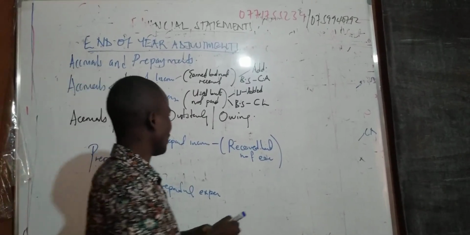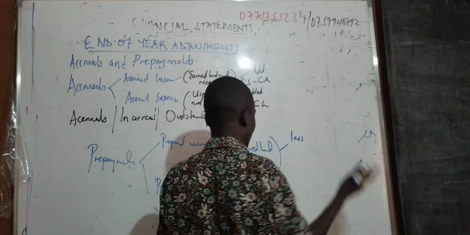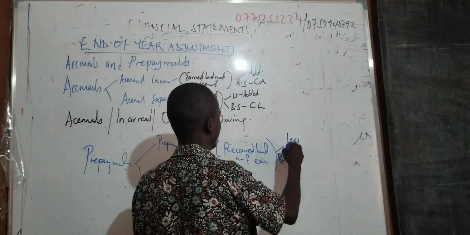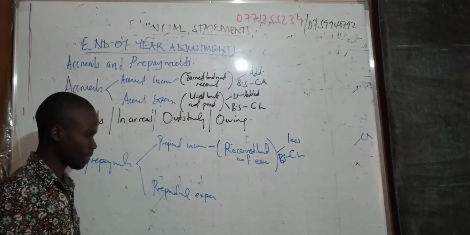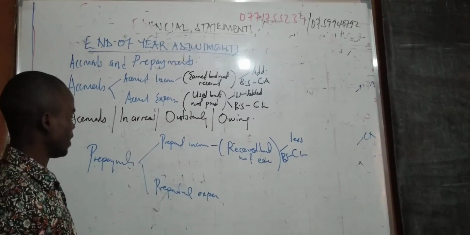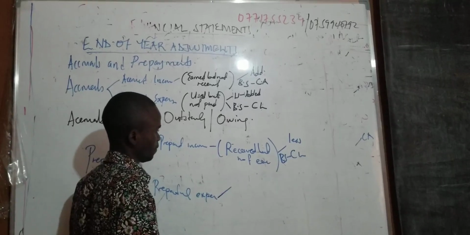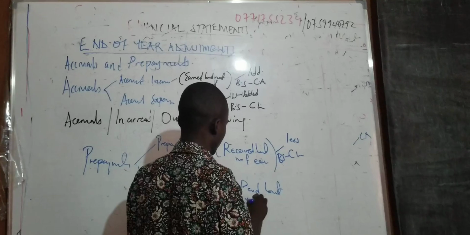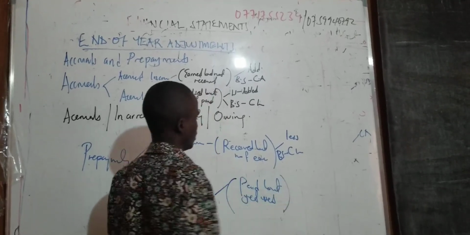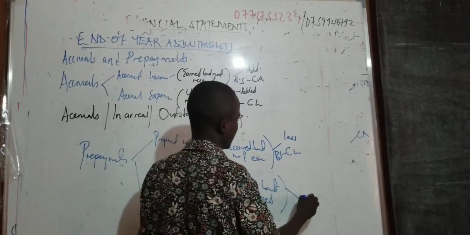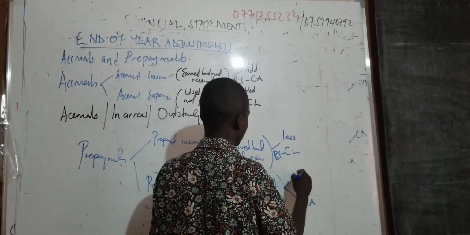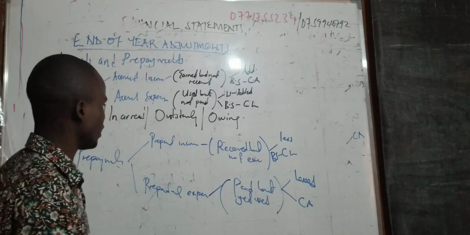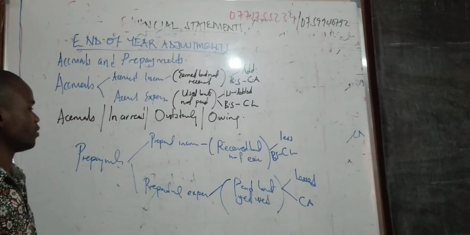And this income is always deducted at the end of the year, and it is a current liability in the balance sheet. Then prepaid expenses are expenses paid in advance, paid but not yet used. You've paid something in advance. In the balance sheet it is a current asset, and in the income statement it is deducted from the corresponding expenses, as we shall see.